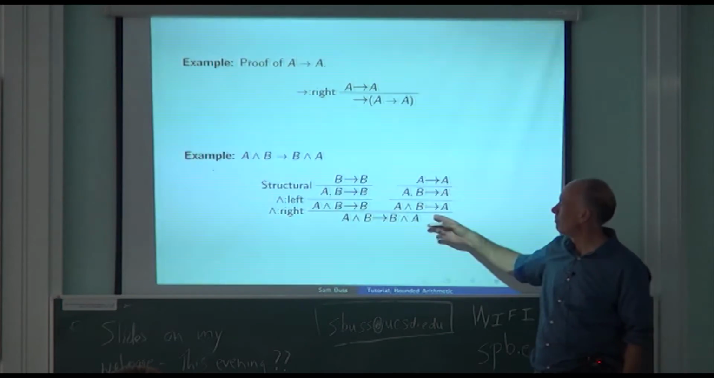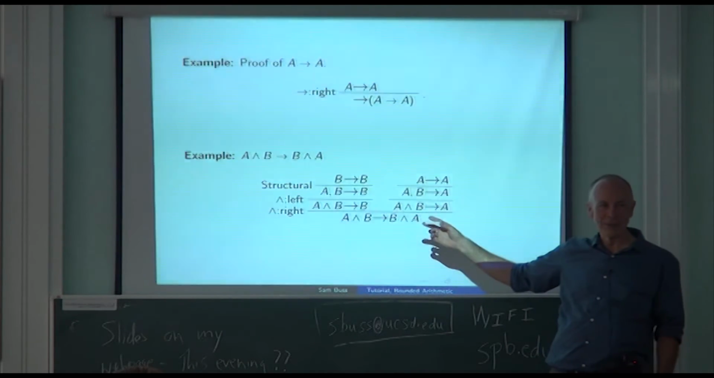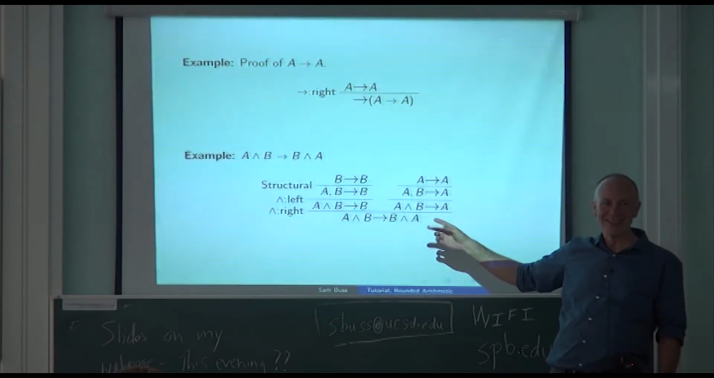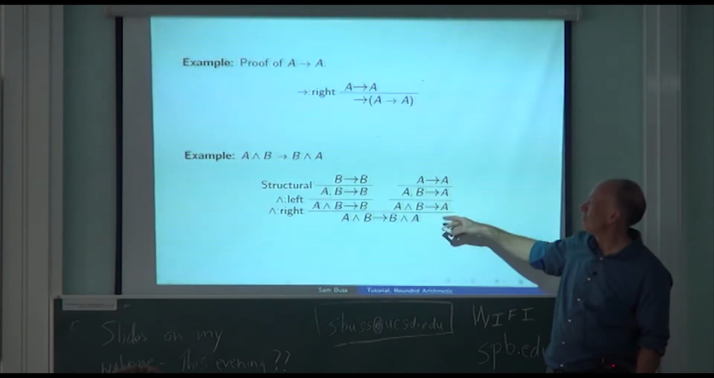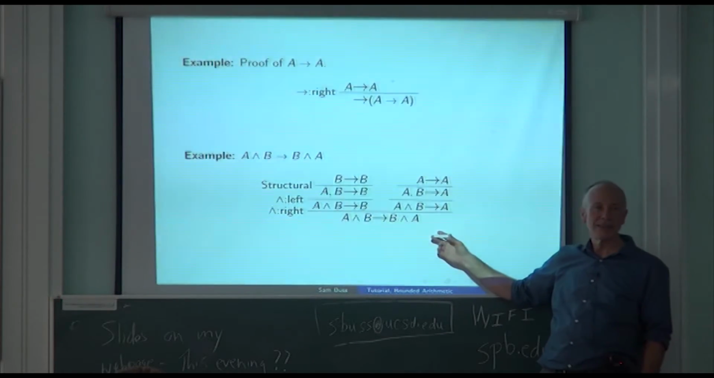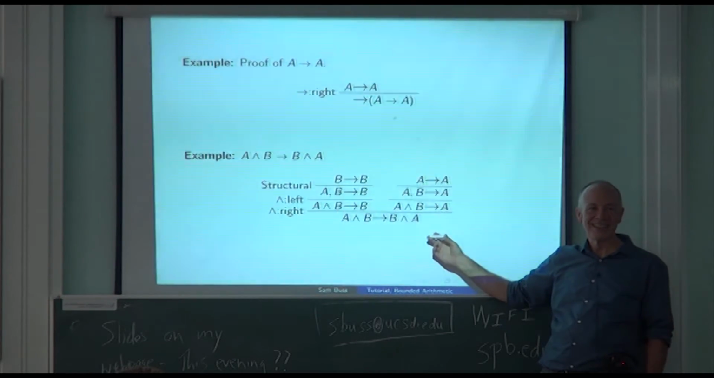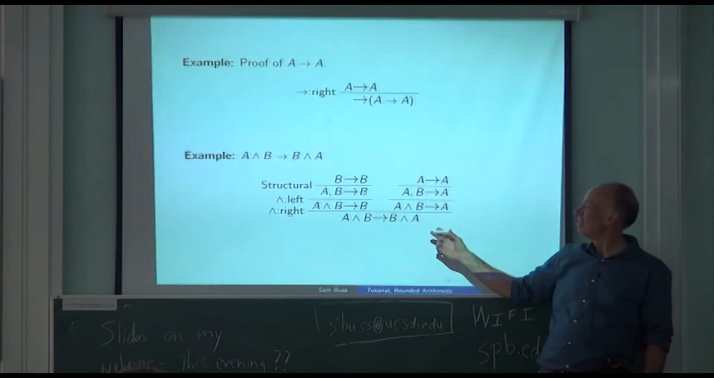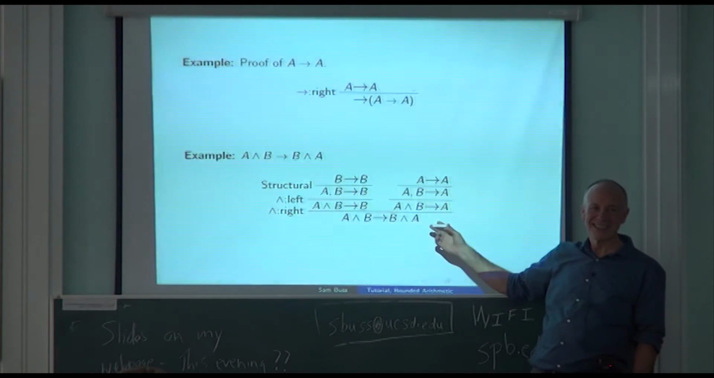Here's a slightly more complicated one. I realized after looking at it this morning that this is not the shortest proof of A and B implies B and A, but it's a pretty good proof. You can just see the rules as it goes there. Anyone see the shorter proof?